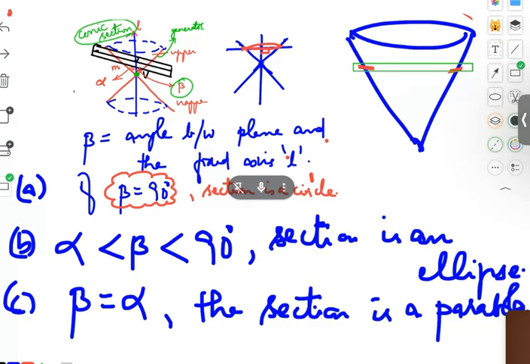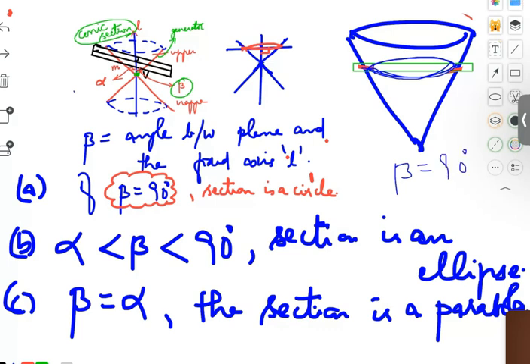What will be the shape you get? See, across, I'm cutting it across the whole cone. What angle will be a circle? When beta is 90 degrees, you will get the circle. That surface will appear like a circle. That means beta is 90.